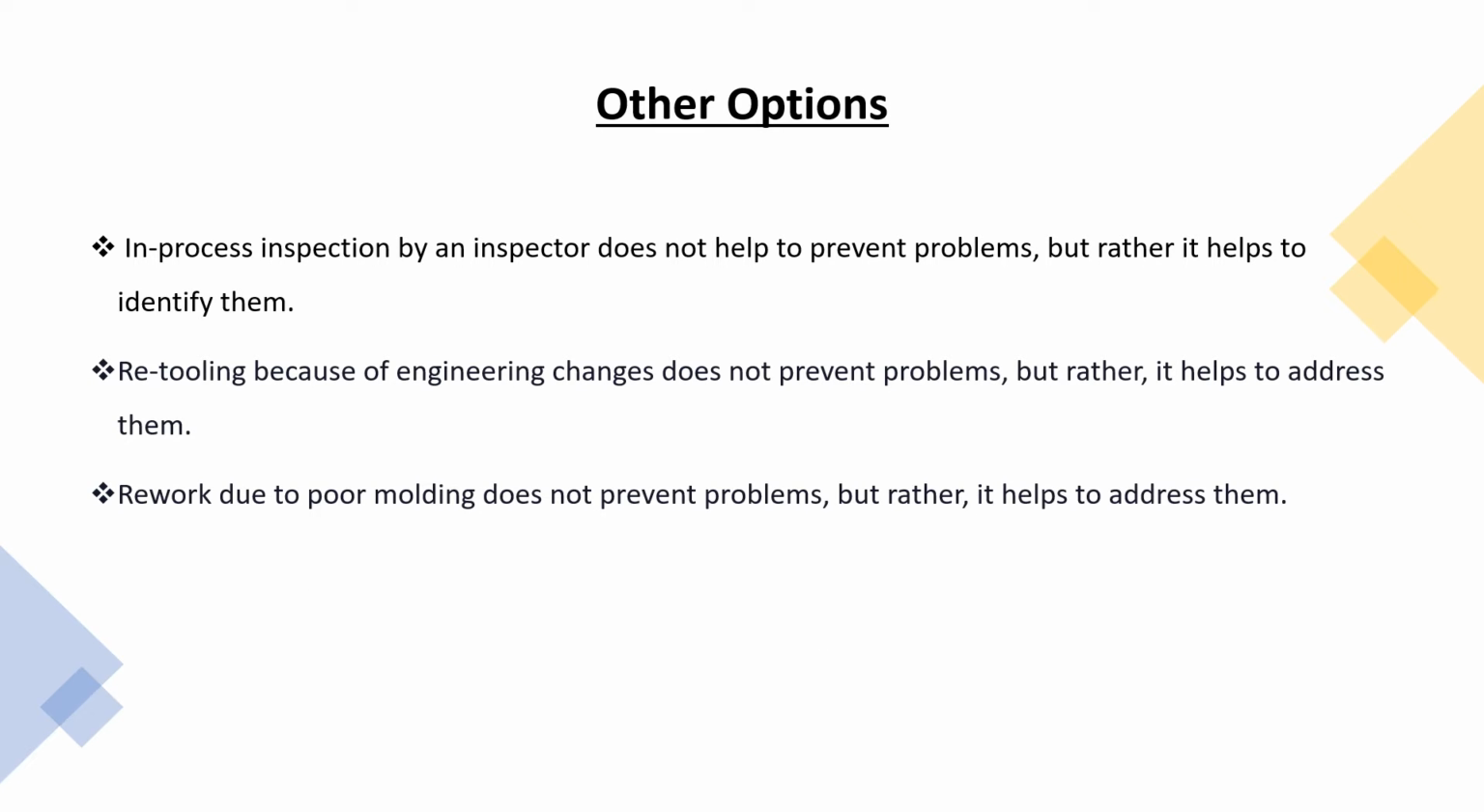The other options given are not preventive techniques because in-process inspection by an inspector does not help to prevent the problems, it only helps to identify them. And retooling because of engineering changes and rework due to poor molding also do not help to prevent the problems, but only help to address them.